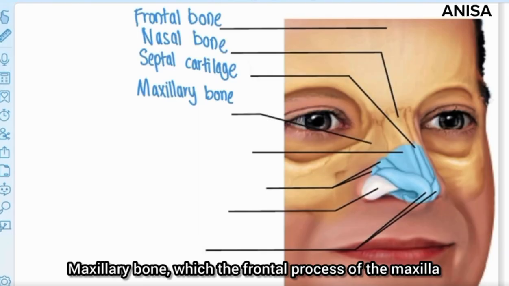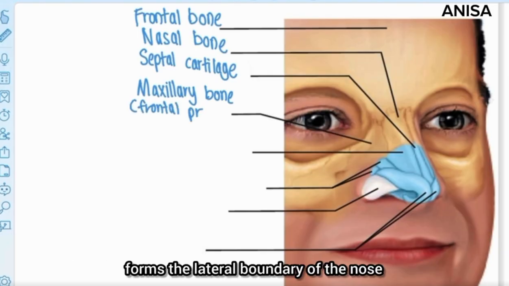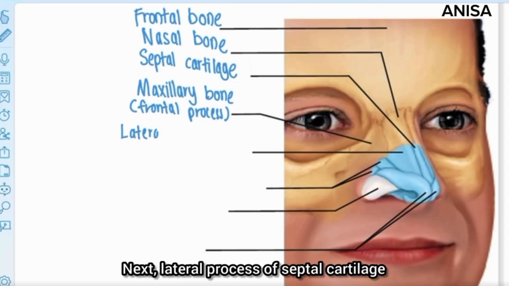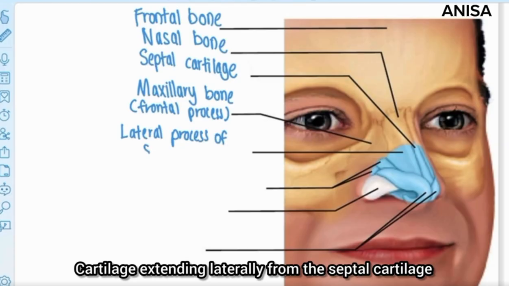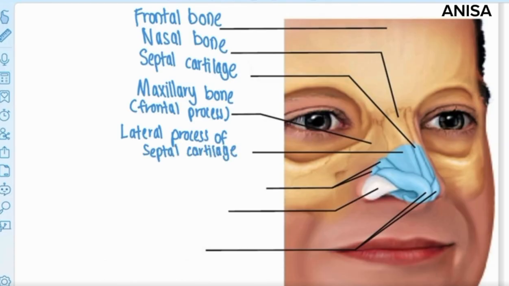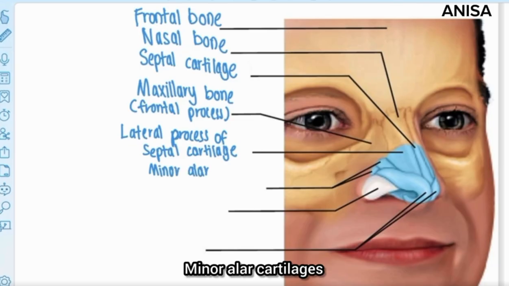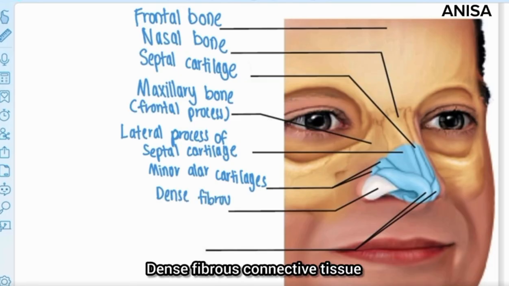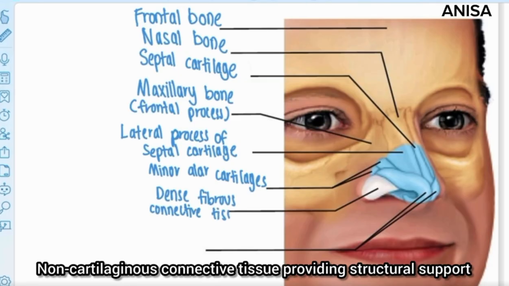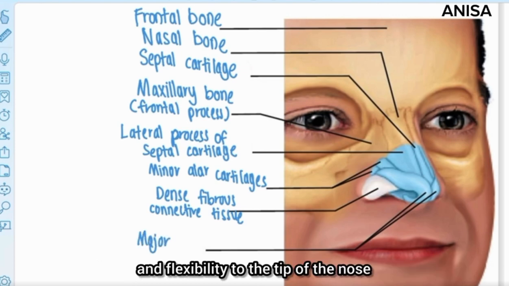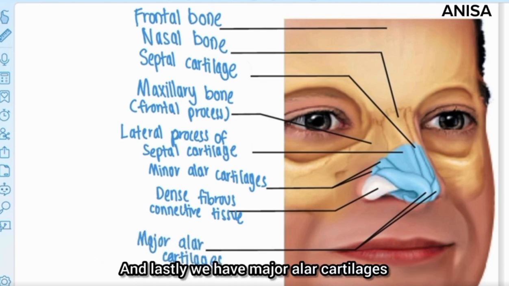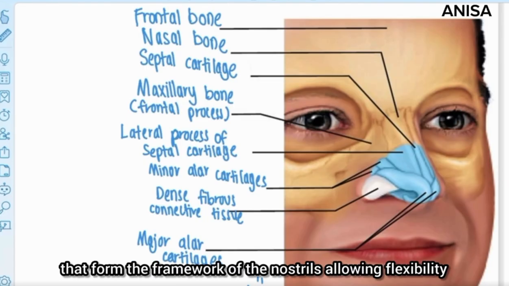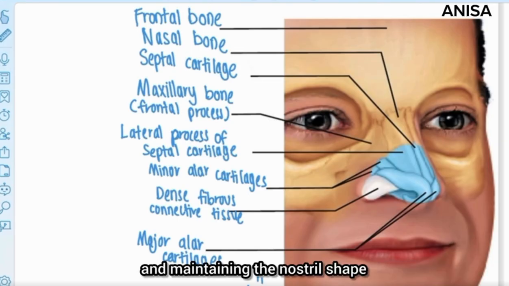Maxillary bone, where the frontal process of the maxilla forms the lateral boundary of the nose and supports the nasal structure. Next, lateral process of septal cartilage. Cartilage extending laterally from the septal cartilage, contributing to the shape and stability of the nose. Minor alar cartilages, small cartilages located near the nostrils that help shape the external nose. Dense fibrous connective tissue. Non-cartilaginous connective tissue providing structural support and flexibility to the tip of the nose. And lastly, we have major alar cartilages, which are the larger cartilages that form the framework of the nostrils, allowing flexibility and maintaining the nostril shape.